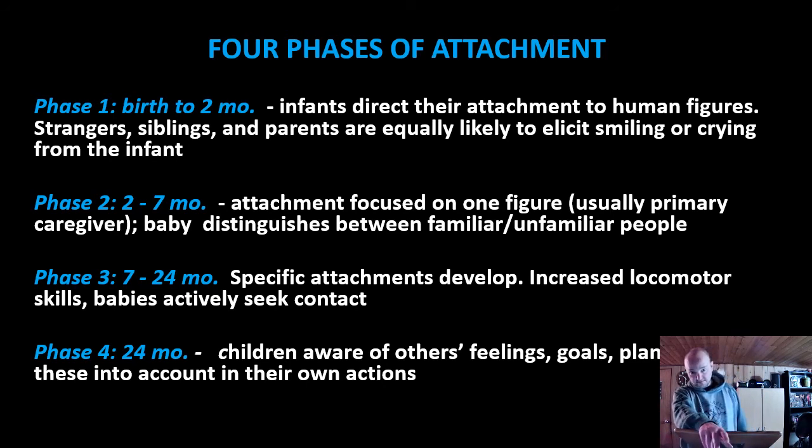Phase three, from 7 months to 2 years, is when more specific attachments develop to the parents. There are increased locomotor skills, so the baby is moving around a lot more. Babies are actively seeking contact and reinforcement, wanting that positive attachment interaction. From 24 months on, children become more aware of others' feelings, goals, and plans, and start to take those into account when deciding their own actions.